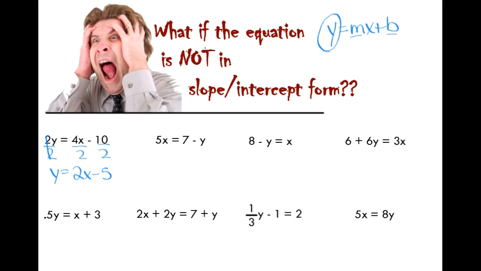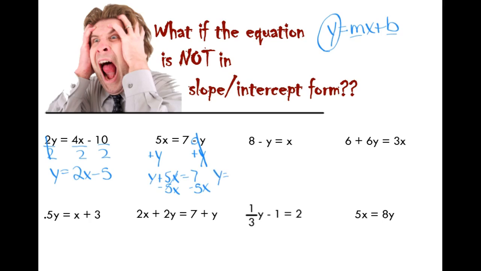Now, I could just get rid of the 7, but then I have this pesky negative on the y still, and I don't like having just a negative. So I'm actually going to move the y over to the left side, where we like it anyways. And I get y plus 5x equals 7. And then I just need to move the 5x to the other side. So I'm kind of swapping spots, the 5x and the y.